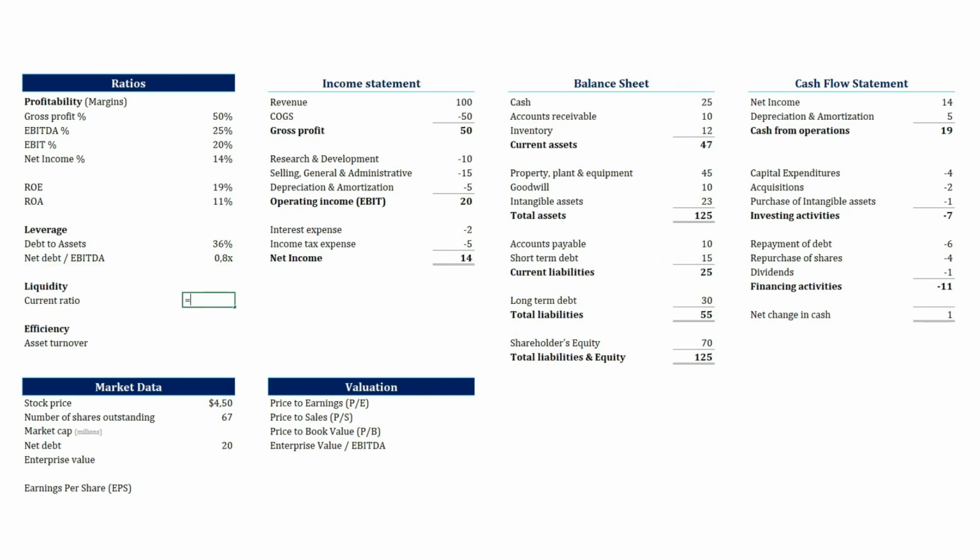To calculate the current ratio, we take the current assets and divide it by current liabilities. This gives us 1.9 times, which is quite good. To calculate the asset turnover ratio, we take the revenue and divide it by the total assets.